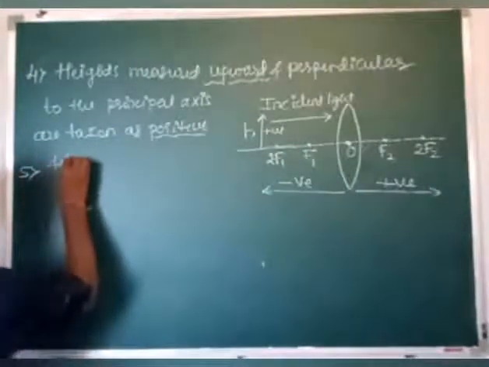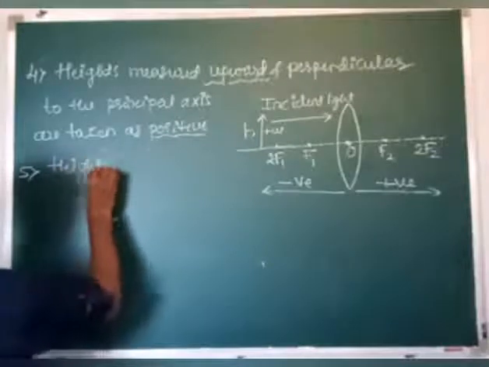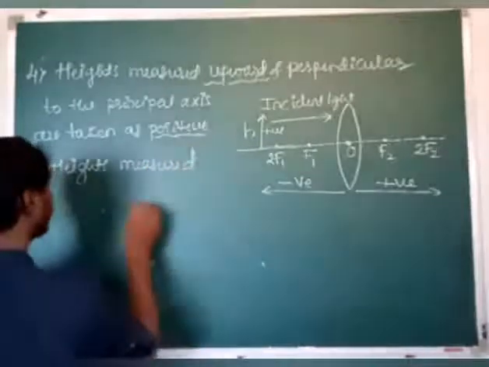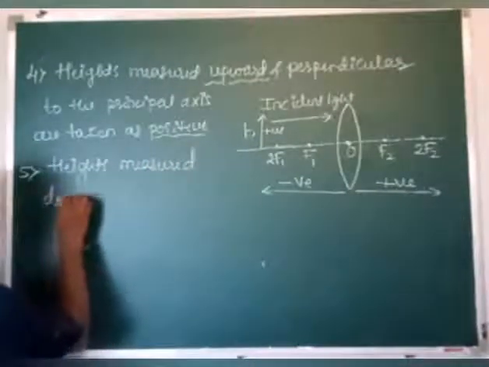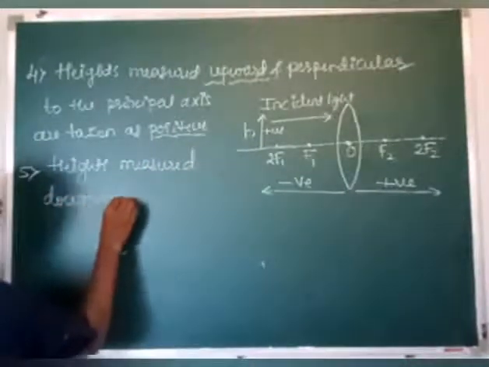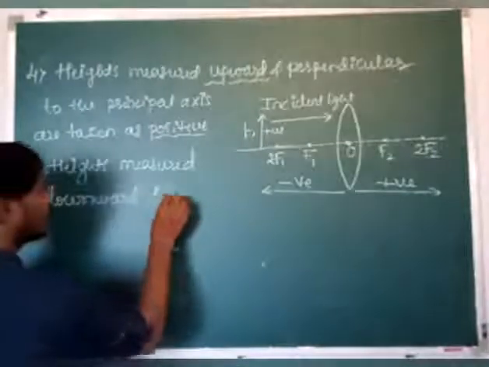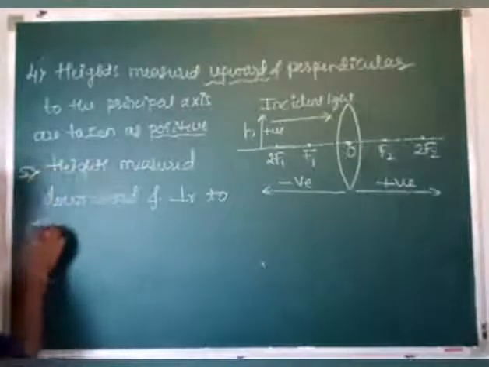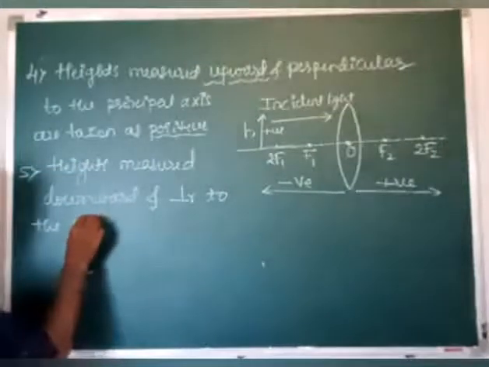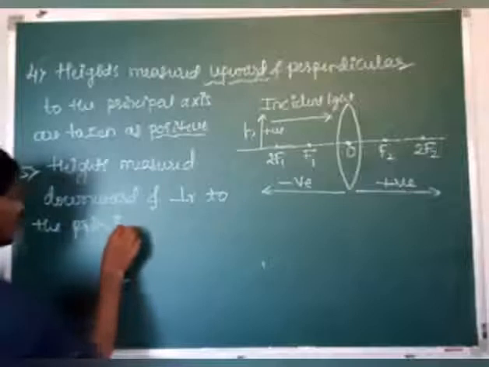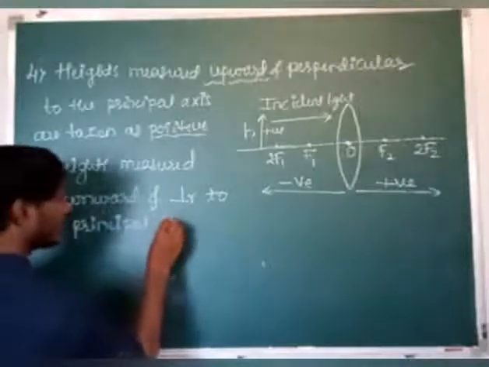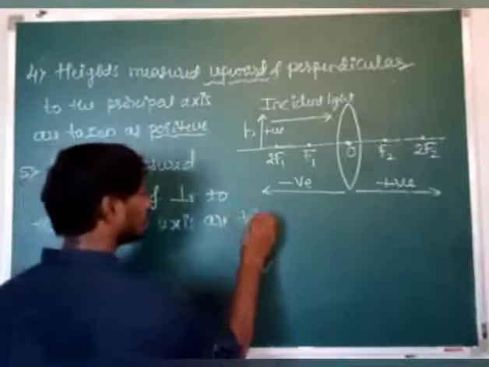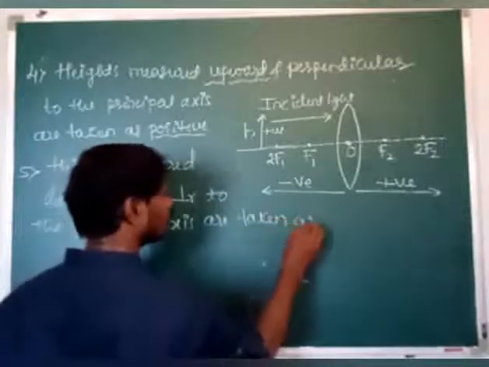Heights measured downward means it is along the negative y-axis, downward and perpendicular, or normal, to the principal axis. Heights normal to the principal axis and downward are taken as negative.